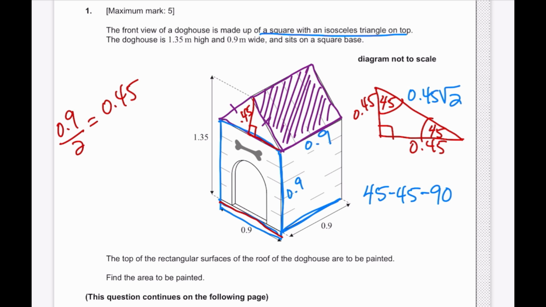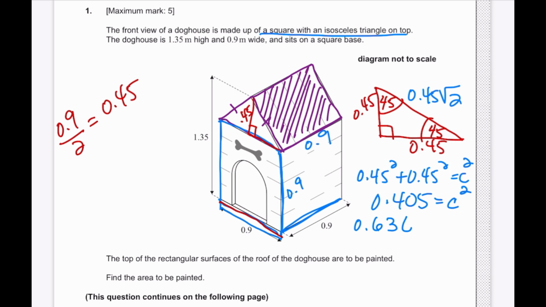And if you don't remember that, that's perfectly fine because you can just use the Pythagorean theorem and figure out that answer. According to the Pythagorean theorem, 0.45 squared plus 0.45 squared is going to equal c squared. So if you take your calculator and do 0.45 squared plus 0.45 squared, you're going to get 0.405 is equal to c squared. Remember to take the square root of that number. You're going to get approximately 0.6363961, which is the hypotenuse.